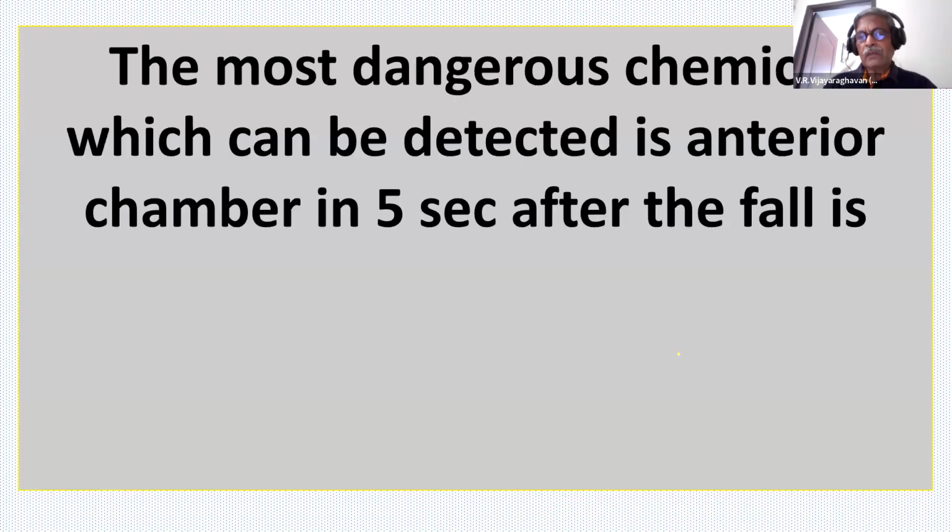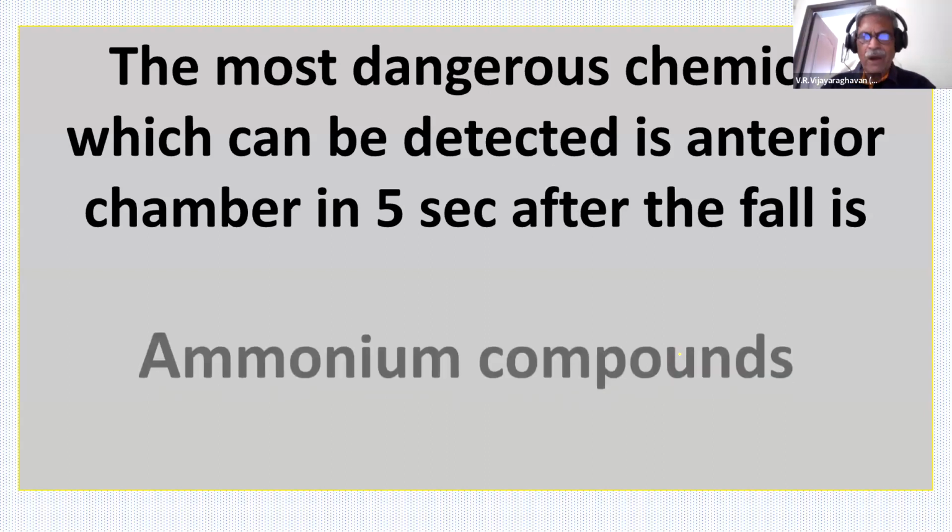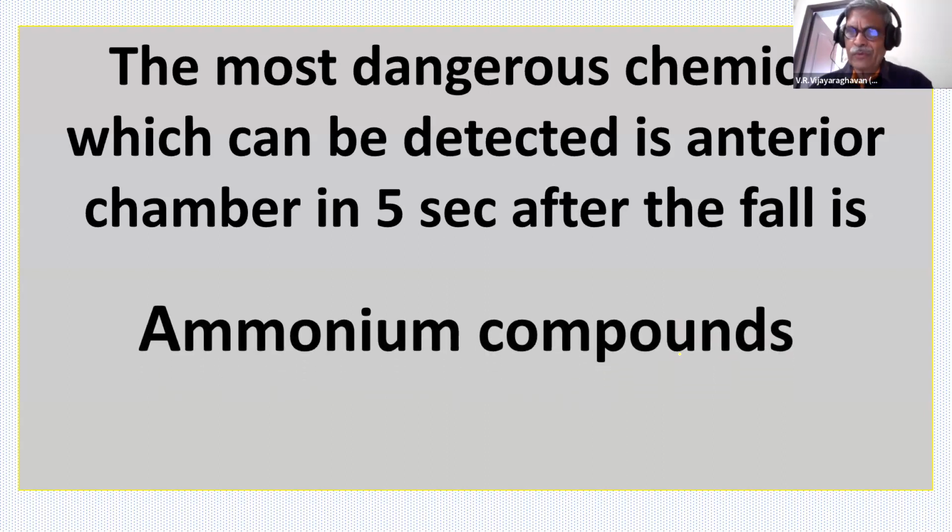I told you now, one important point the exam will ask you again: which is the chemical that, when it falls, within 5 seconds you can see it within the eye, that is, in the anterior chamber? Your answer should be ammonium compounds. Ammonium chloride, ammonium hydroxide, like that. The ammonium compounds are notorious. When it falls, within 5 seconds you can see it within the eye. That means the damage is already over. That's why we have to be very careful with the ammonium compounds. So ammonium compounds are very dangerous.